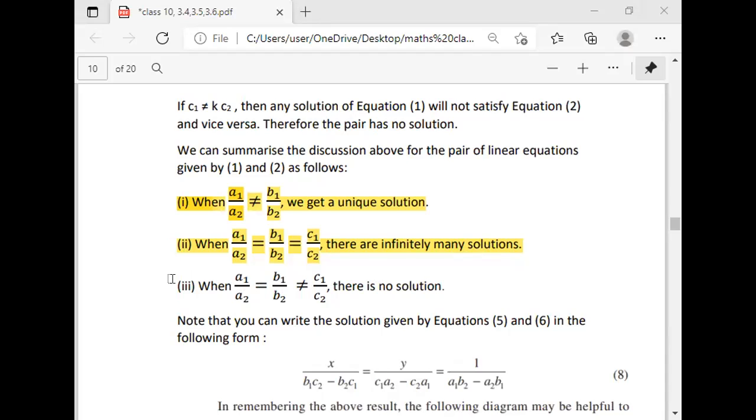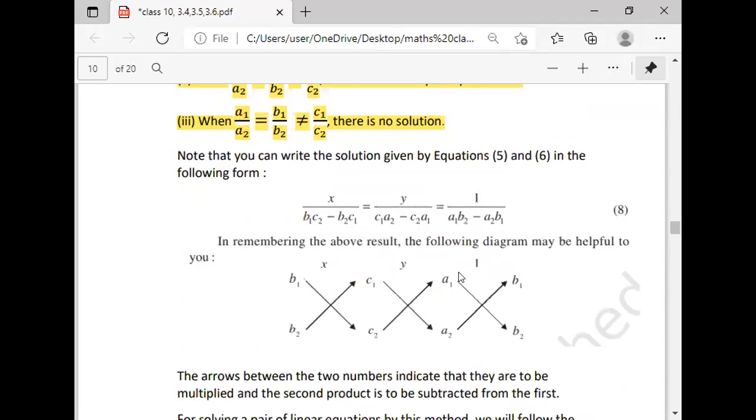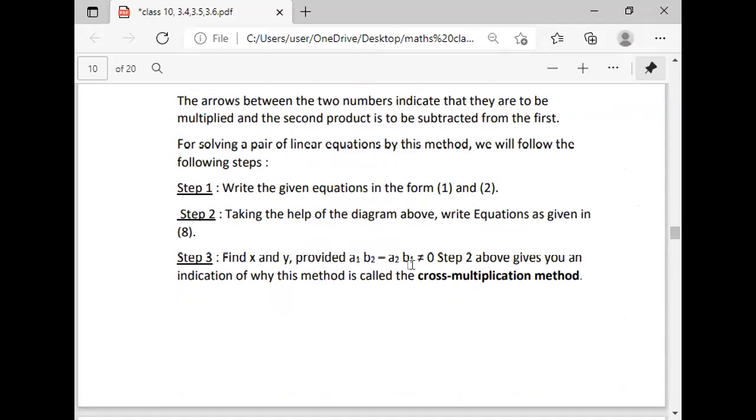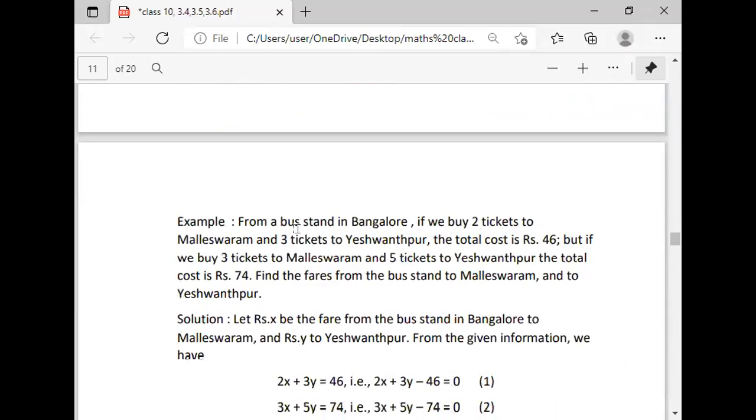And in the third case, when a1 by a2 is equal to b1 by b2, but the constant ratio is not equal, we can say that there is no solution. It means those two lines are parallel, which means they are not coinciding. They are not intersecting at any point. So keep this point in mind because we need this in this section also for solving some problems. Now let us move and do some problems.